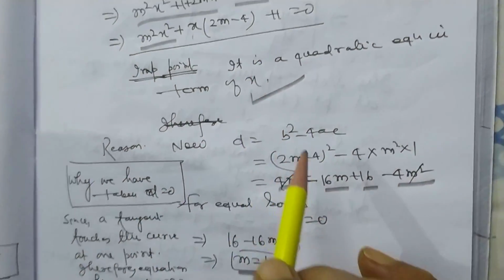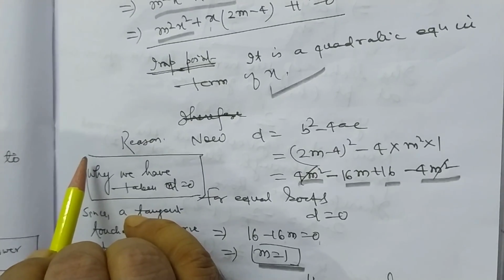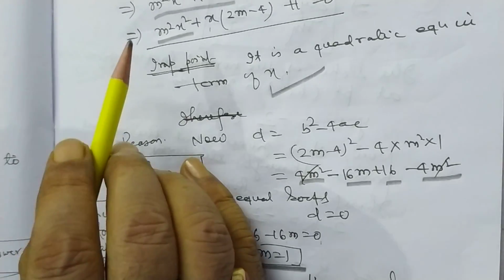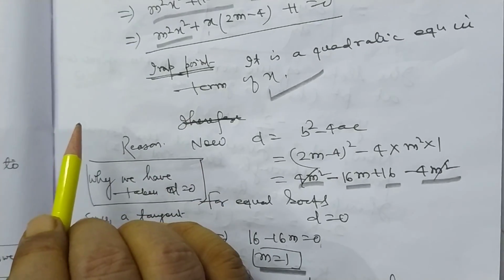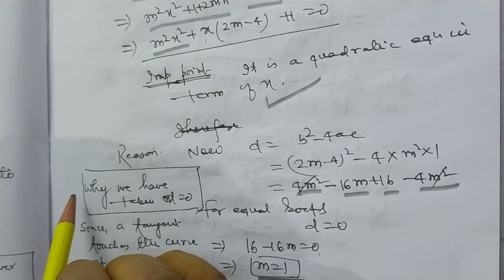My dear students, why do we put D = 0 here? We want to make it clear. Here, whenever we draw a tangent at a point, then what do we observe?